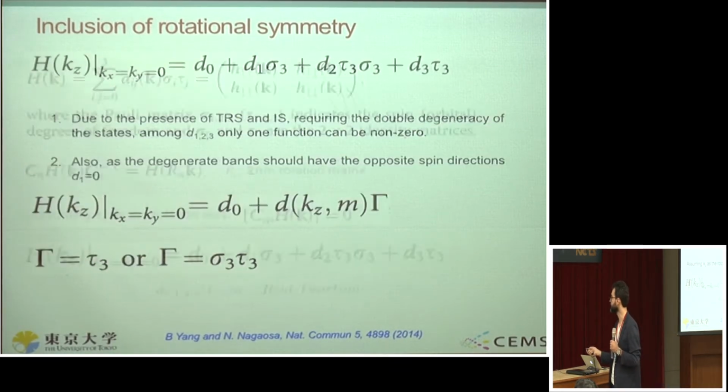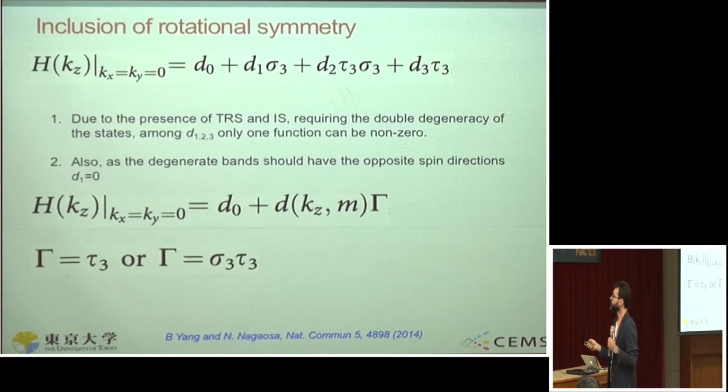you will realize that in order to satisfy all conditions, basically due to the presence of time reversal symmetry and inversion symmetry, which requires the double degeneracy of the states, then among these D1, D2, and D3 factors that we have here, only one function can be non-zero. Otherwise, we cannot satisfy these two conditions.